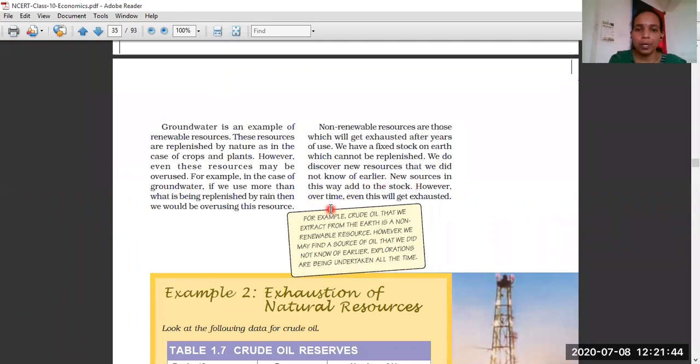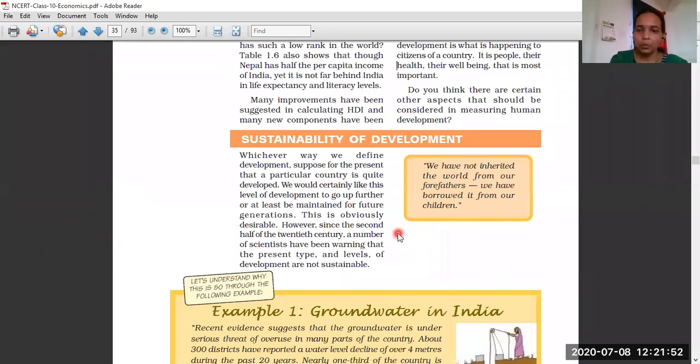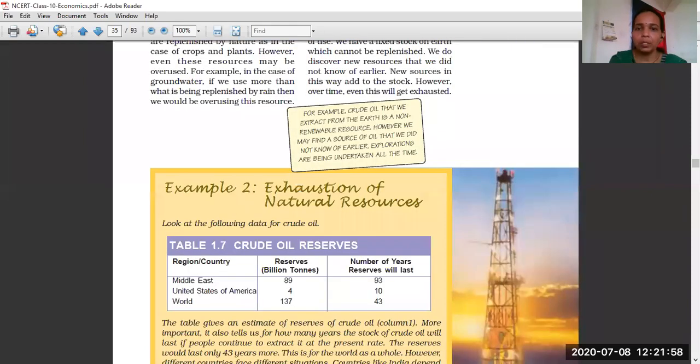New resources in this way add to the stock. However, over time, even this will get exhausted. So whenever we are using, we should keep in mind that we have to use everything judiciously. The example is given here of crude oil. For example, crude oil that we extract from the earth is a non-renewable resource. However, we may find a source of oil that we did not know of earlier. We have to look at what the substitution for crude oil is.